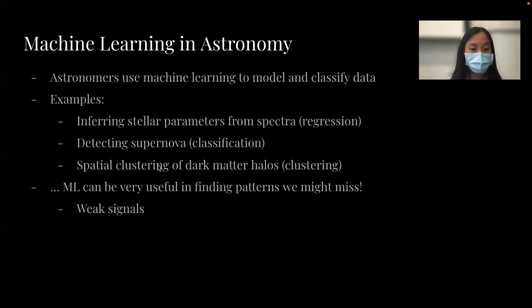And then also spatial clustering of dark matter halos. So you can make different clusters in your data. Yeah, and so in general, ML can be very useful in finding patterns we might miss, like weak signals. So stuff that the human eye can't really see, but the computer, since it's just processing the images as numbers, can detect more clearly.